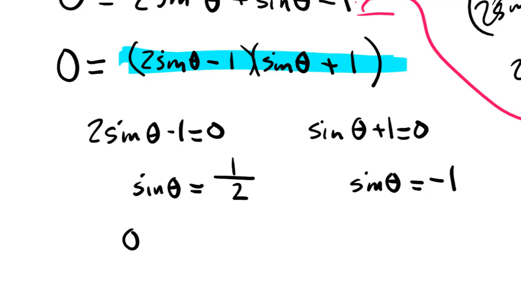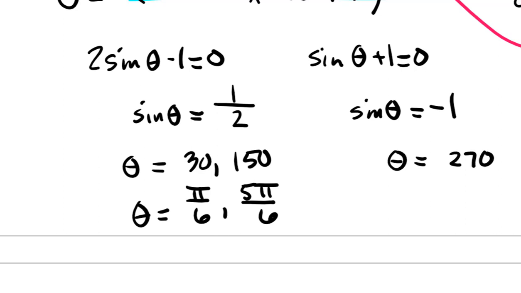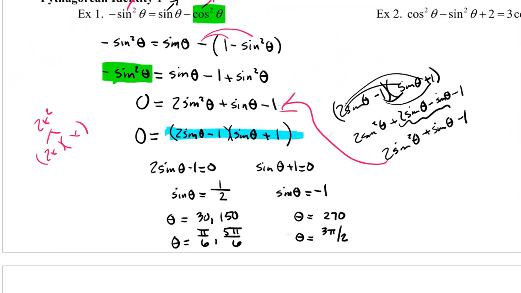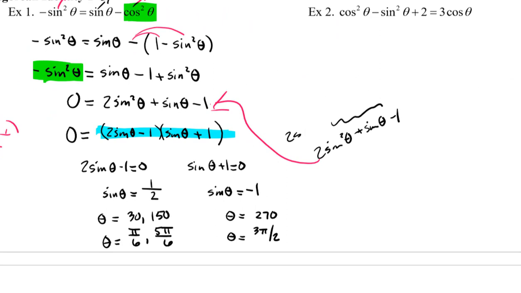So on the left side, theta is going to be equal, sine's my y coordinate, so where y is 1/2, that's going to be at 30 degrees and 150 degrees on the unit circle. Those values in radians are pi over 6 and 5 pi over 6. And then sine being negative 1 occurs in one spot and only one spot, and that's at 270 degrees, or 3 pi over 2. And that's it. There's a lot involved in this, so a lot of steps. So take your time, be really super duper careful, and make sure that you're good to go.